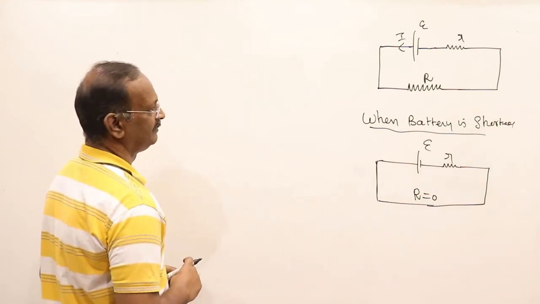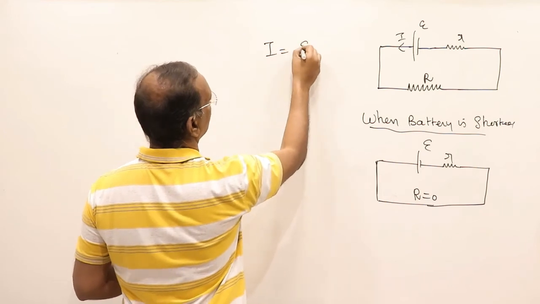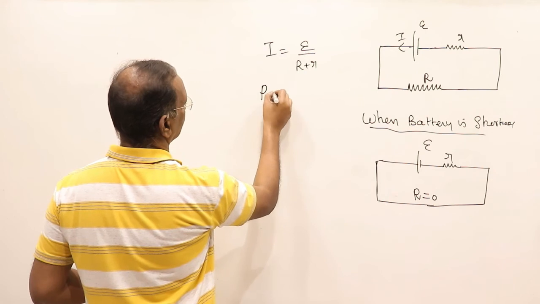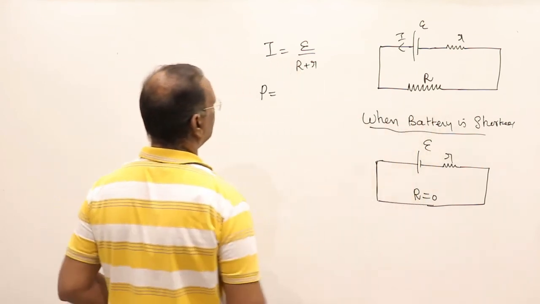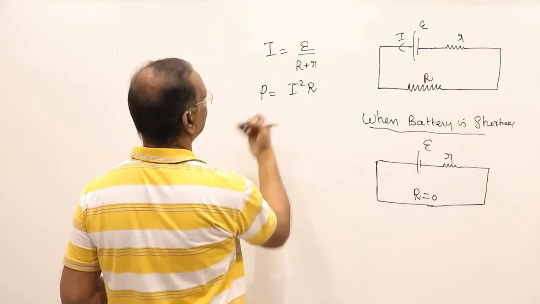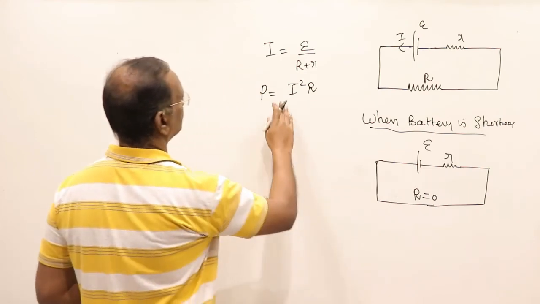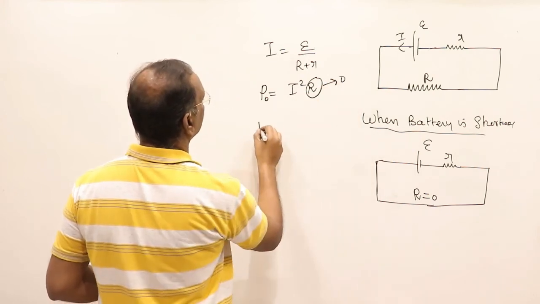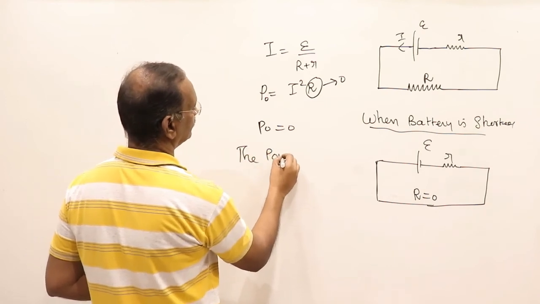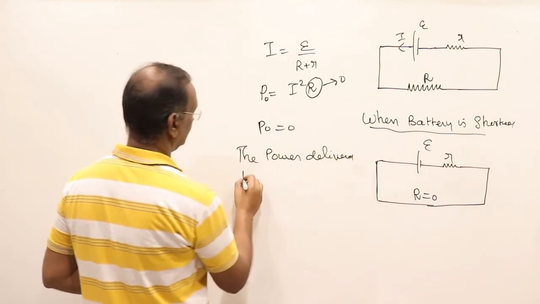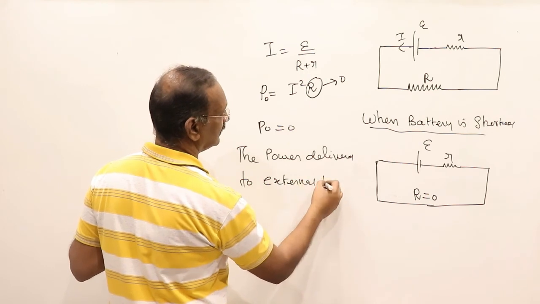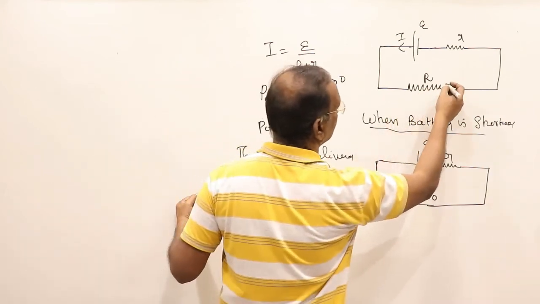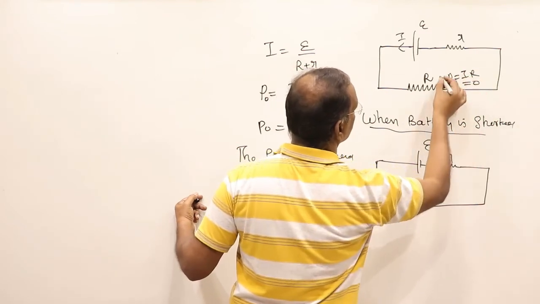When R is equal to 0, what happens? The basic expression for current is epsilon by (R plus r). Power output is equal to I square R. Since R is equal to 0, the power output is equal to 0. That is, the power delivered to the external resistance, that is the load, is equal to 0.